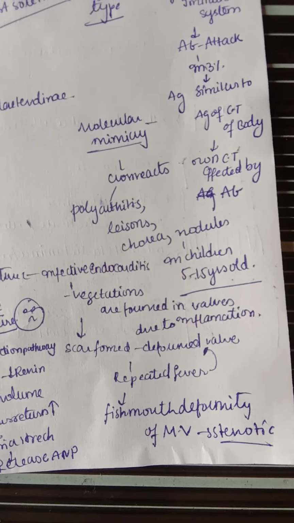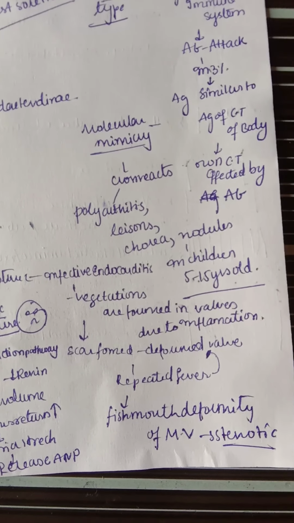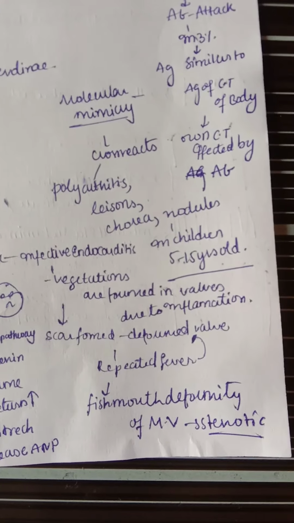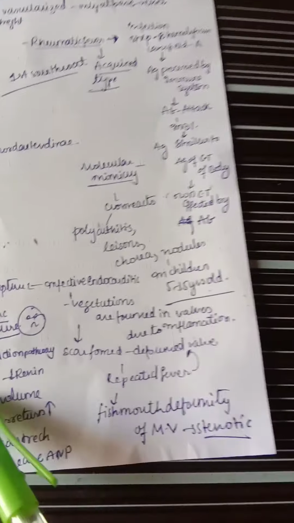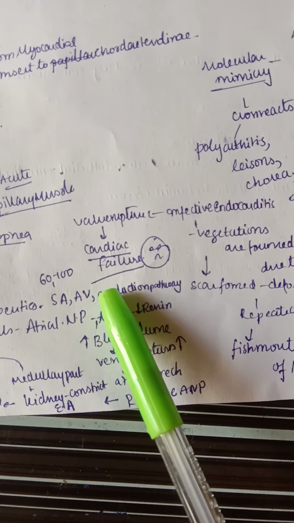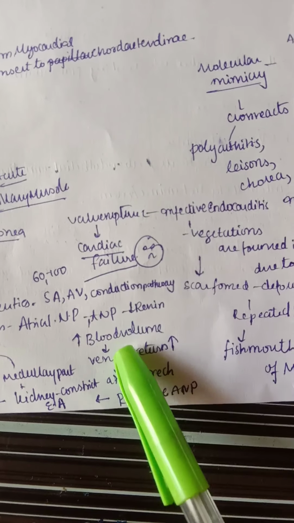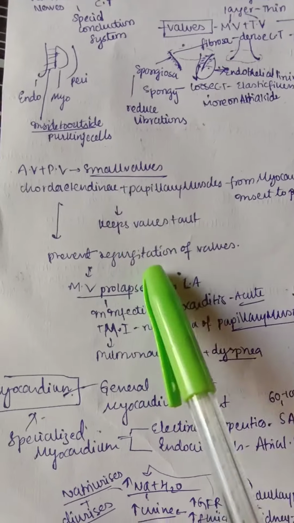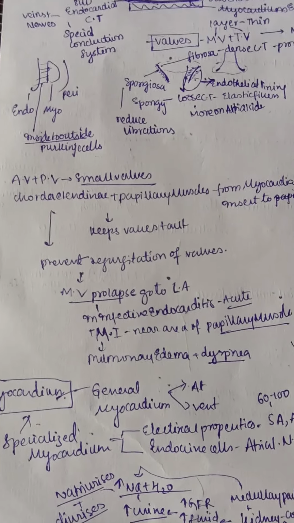Next, a scar is formed, and repeated fever may lead to deformity of the valve. There is a fish mouth deformity of the mitral valve, and it becomes stenotic. The valve can rupture and lead to cardiac failure, and scars are formed and the valve is deformed. So now let us see the atrioventricular valves, the aortic valve and the pulmonary valve.